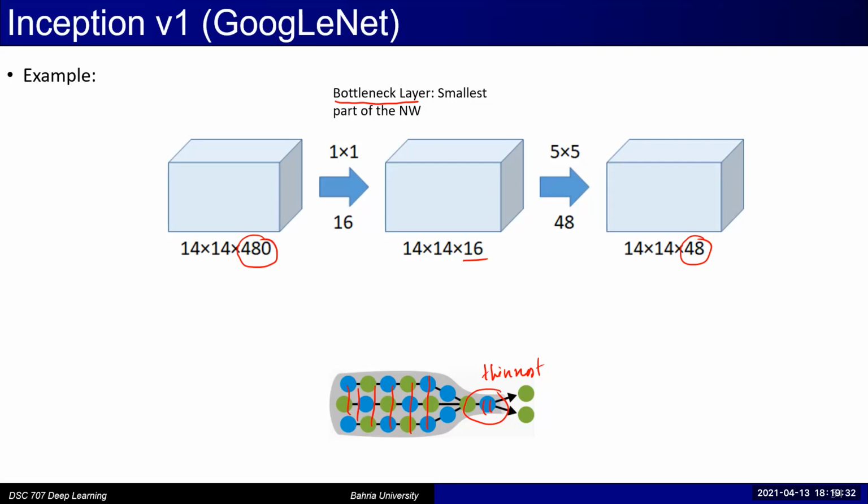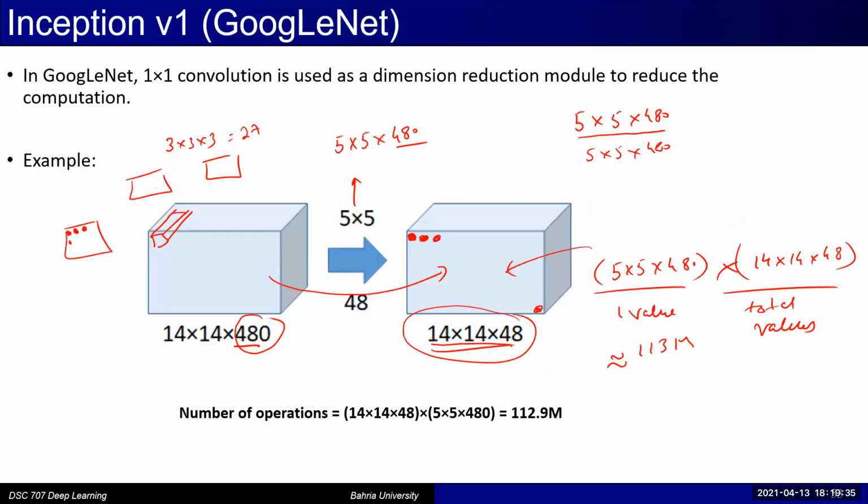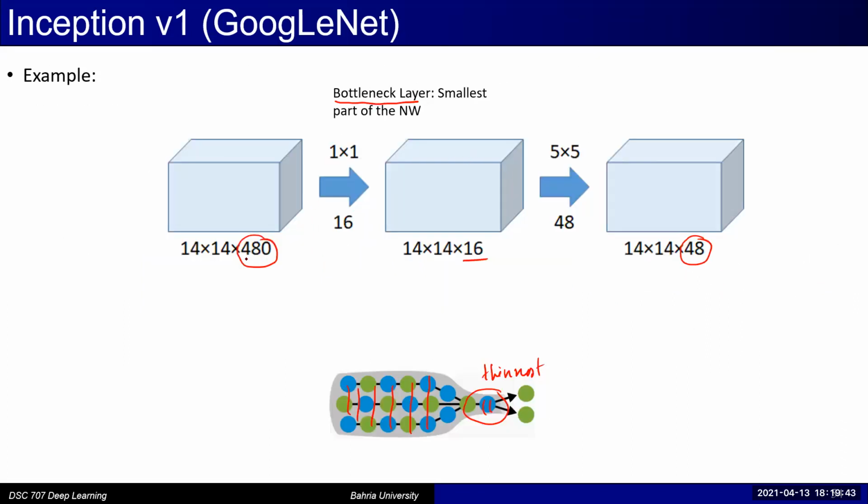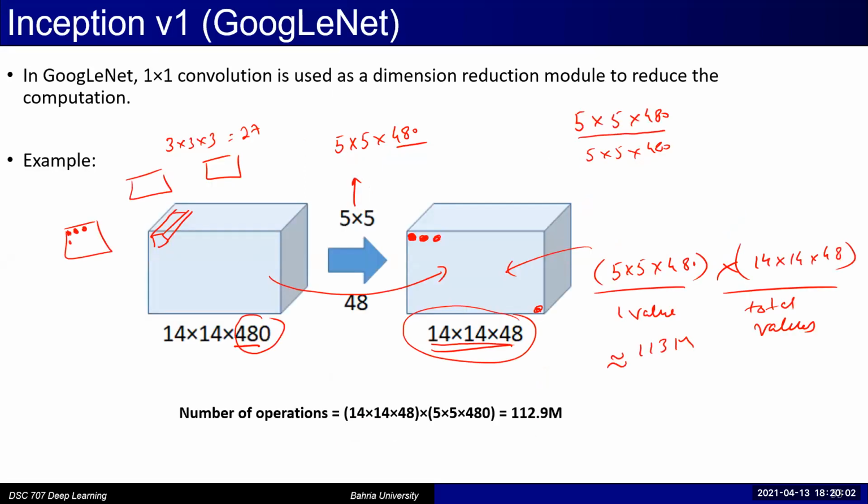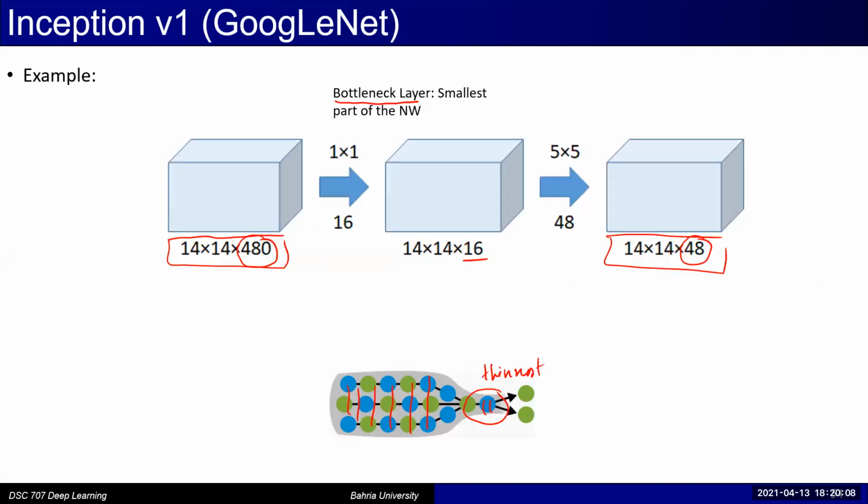Now what are we doing now? Let's get back there. Here you see from 14 by 14 by 480, we were going to 14 by 14 by 48. If you ignore the central part for the time being, you see this number and this number are exactly the same as we had previously. Input was 14, 14, 480, output was 14, 14, 48. But in the previous slide, we were going from input to output in one single step, which was costing us 113 million operations. Now we are doing the same thing, but in two steps.